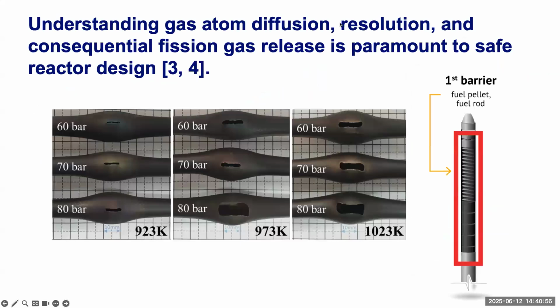But why does any of this actually matter? So understanding this gas atom diffusion process, the resolution of those gas atoms, and the resulting fission gas release process is incredibly important to keeping nuclear reactors safe when we're designing them.